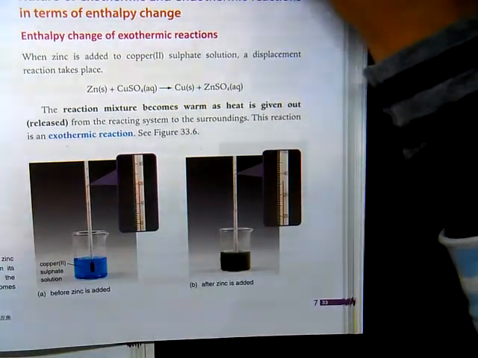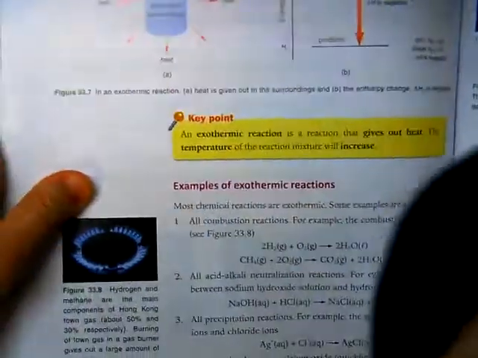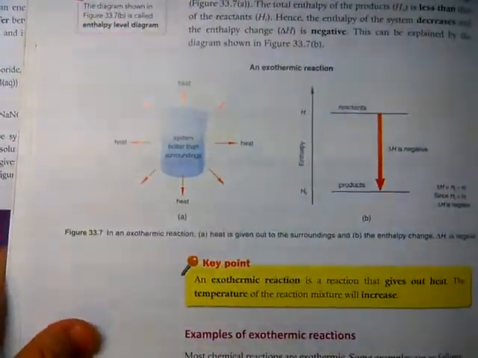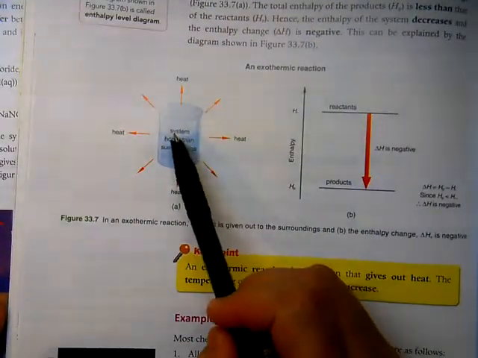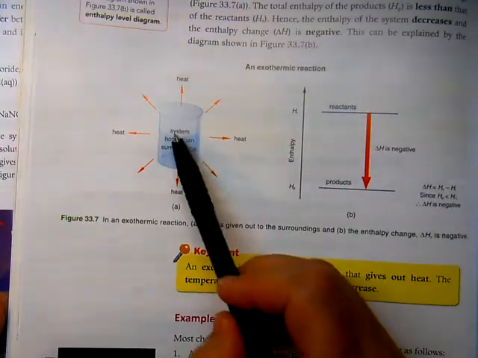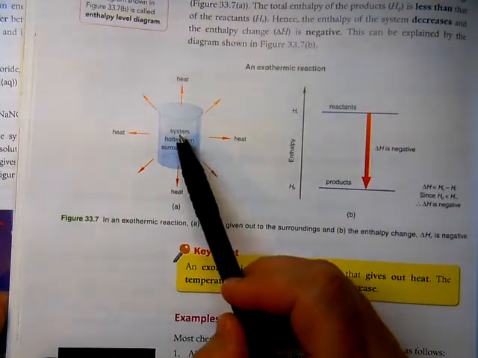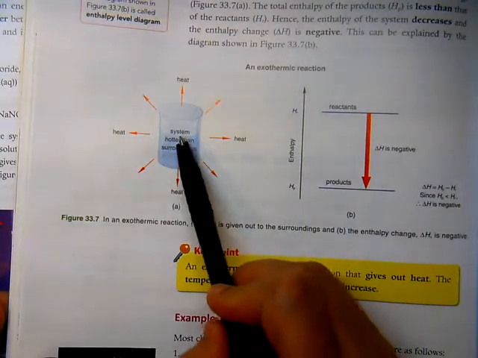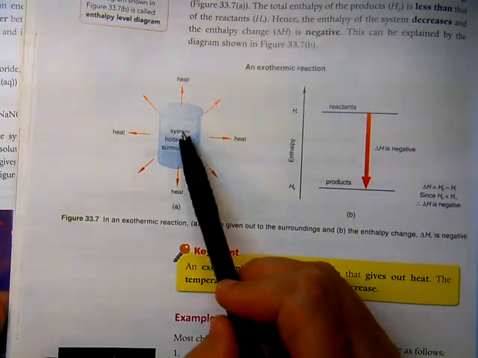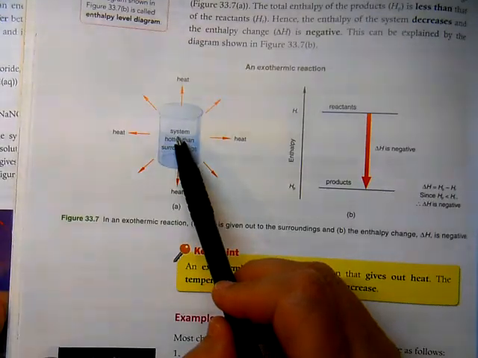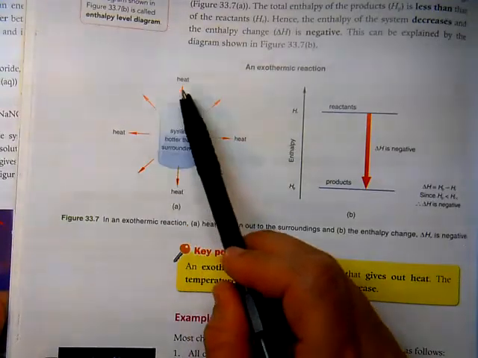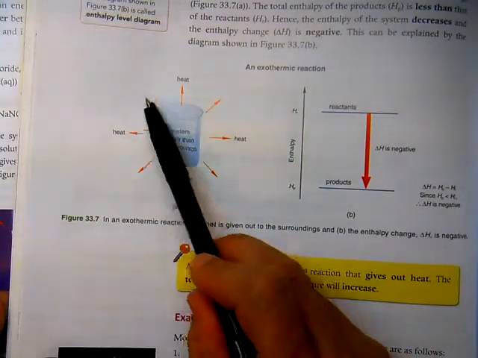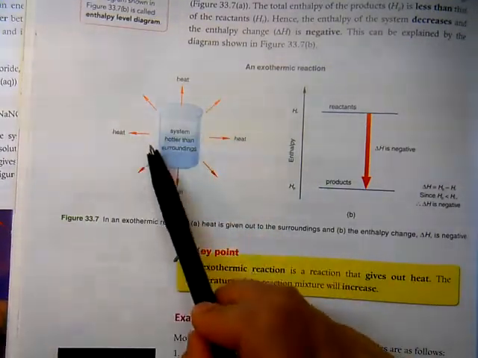Now, can you tell me which one is the system and where is the surrounding? Now, you may use these pictures again to understand the relationship between system and surrounding. Inside the beaker, we have a reaction. Now it is the displacement reaction. The displacement reaction can be considered as the system. And during the reaction, heat is given out to the surrounding. Understand?